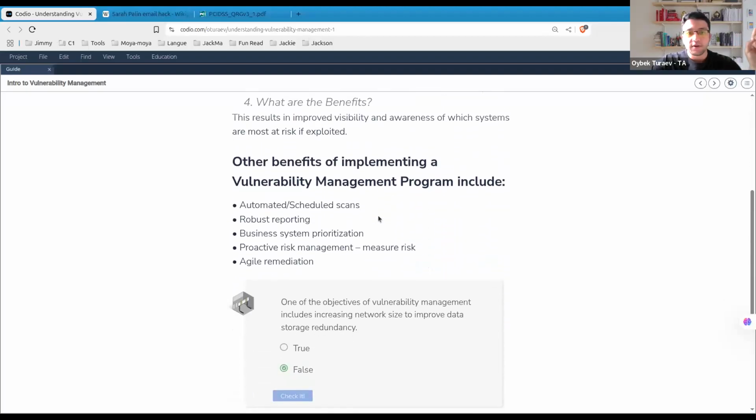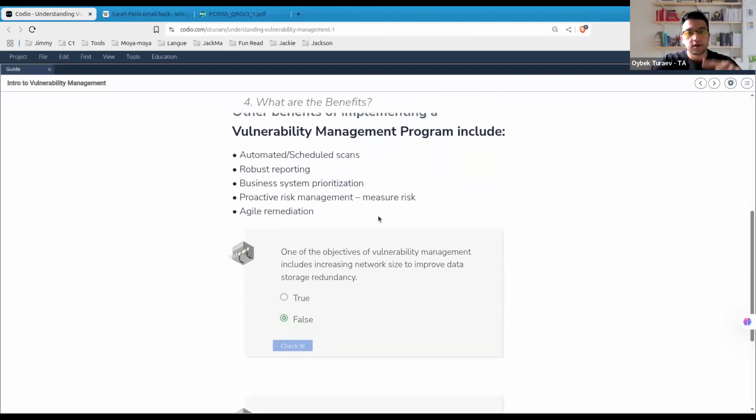Other benefits of implementing a vulnerability management program include automated scheduled scans. If we have vulnerability management in the organization, we can automate the process. We can automate the scans and schedule them at a specific time during the day, out of office hours, let's say, so as not to disturb the main network or function of the business. That's considered a good practice.